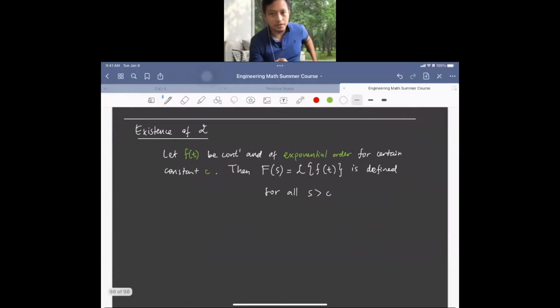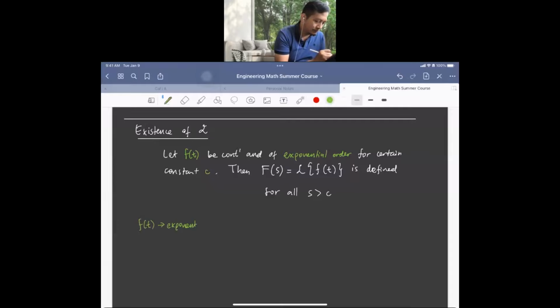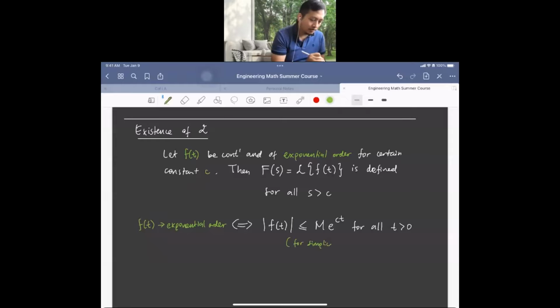Okay, how do we practically see these definitions for the existence? If f of t is of exponential order, then as implications, we are going to see that the function of t is less than or equal to M, a constant, times e to the power of ct for all t positive. For simplicity, let's say that t0 is 0.